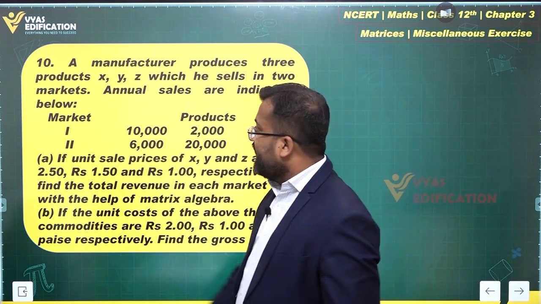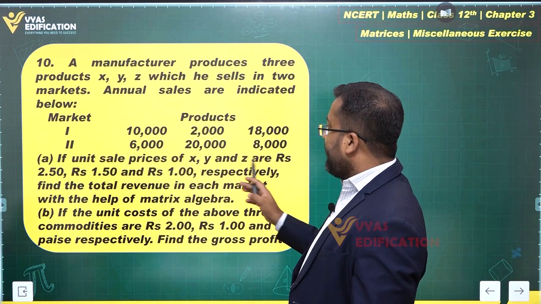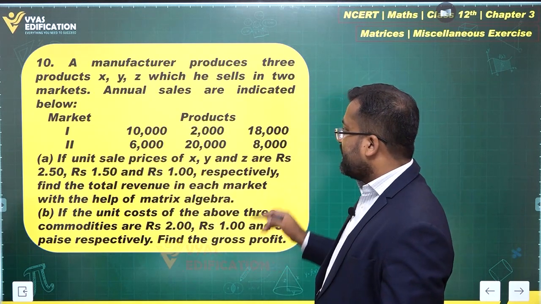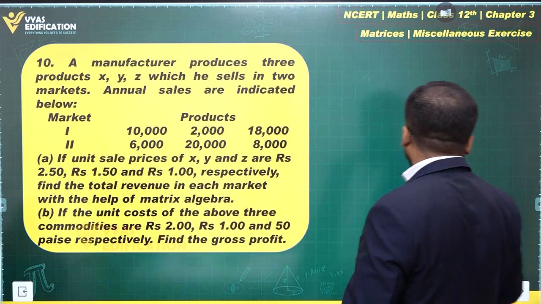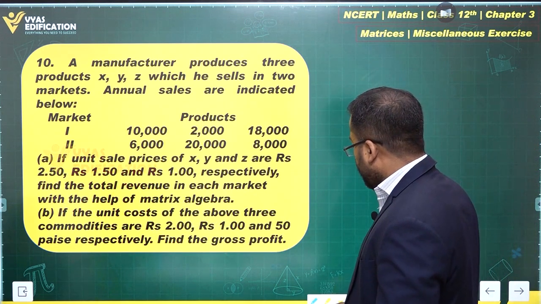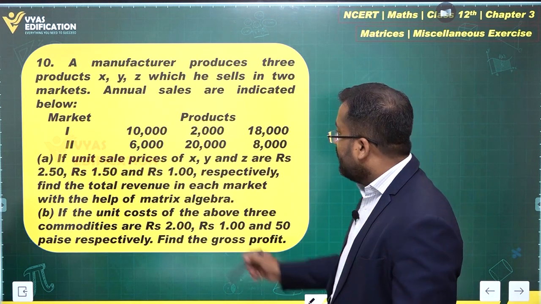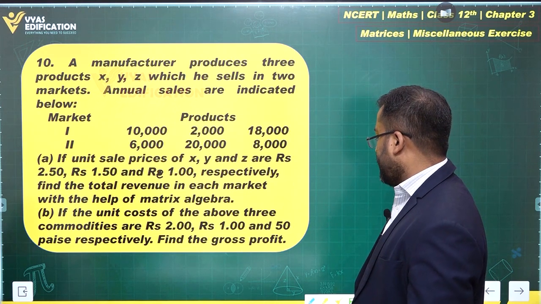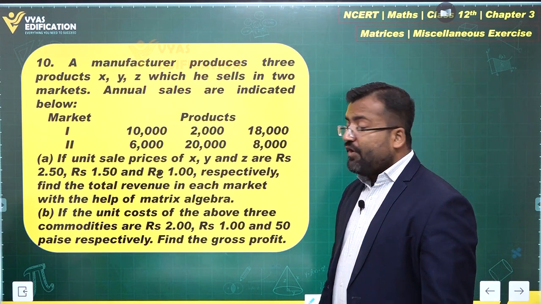Then we have part A, which says if unit sale prices of X, Y and Z are rupees 2.5, 1.5 and 1 respectively, find the total revenue in each market, with the help of matrix algebra.